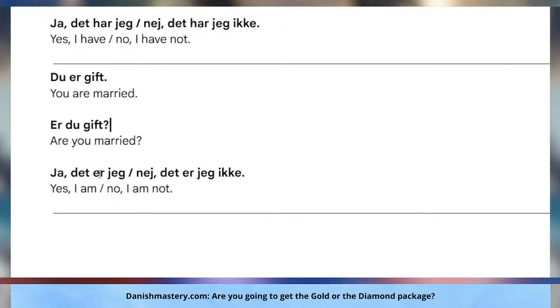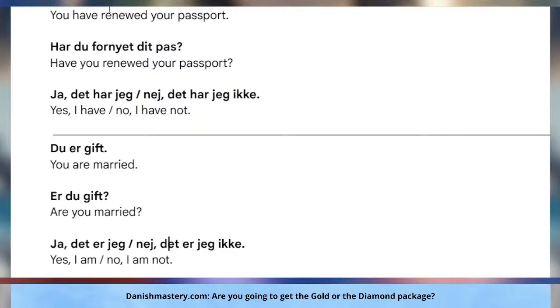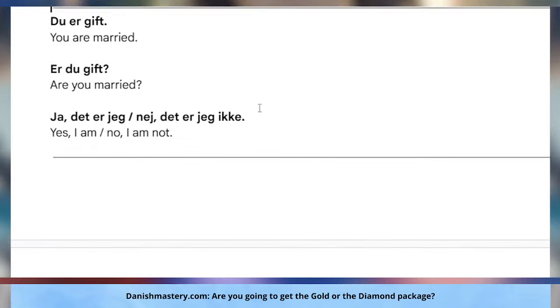In the response, you have to make sure that the verb matches. Du er gift, so it's det er jeg, or det er jeg ikke. Same here, har du, or du har fornyet dit pas. So har also has to be in the response. Ja, det har jeg. Again, it's very basic, but some of you might feel tempted to say gør, like do. Yes, I do. But that is not agreement. It's not grammatical agreement. It's kind of like you're responding to something else. So pay attention to that.